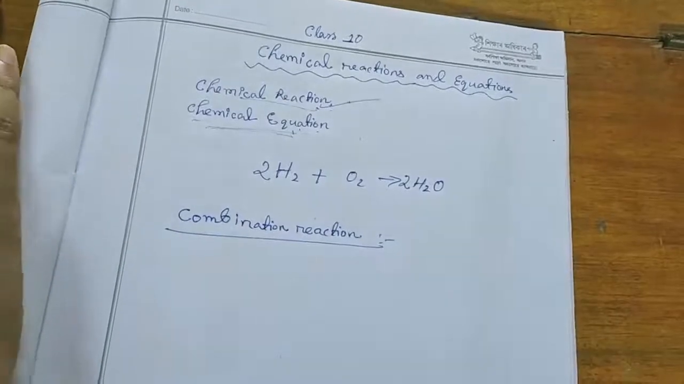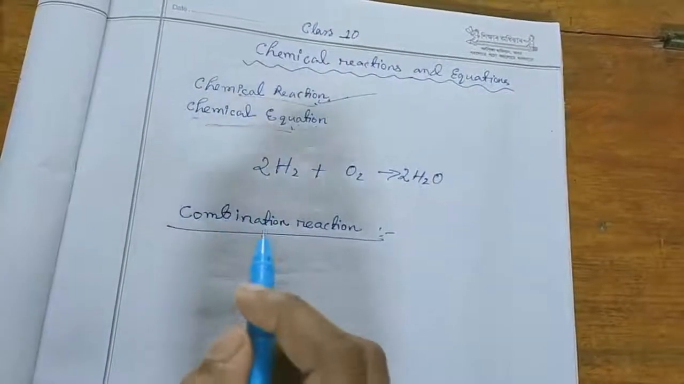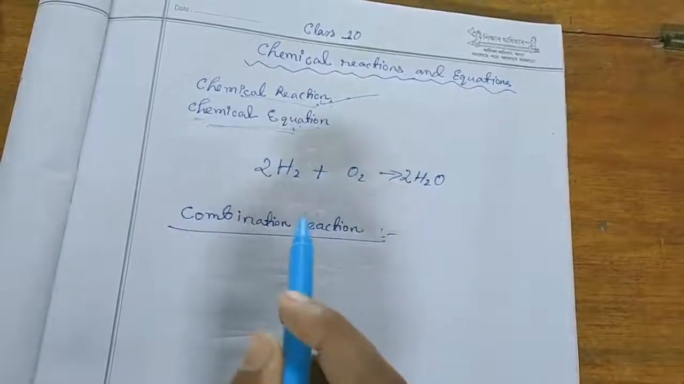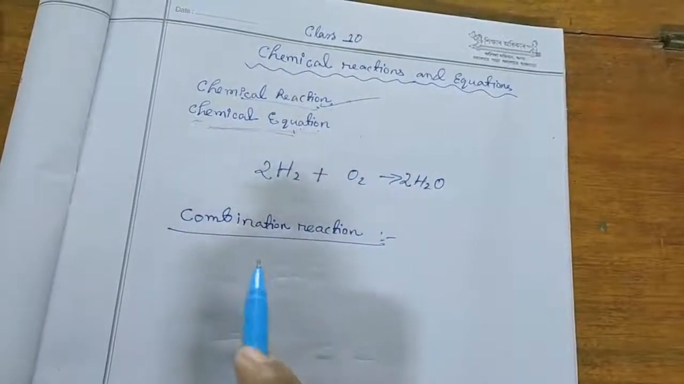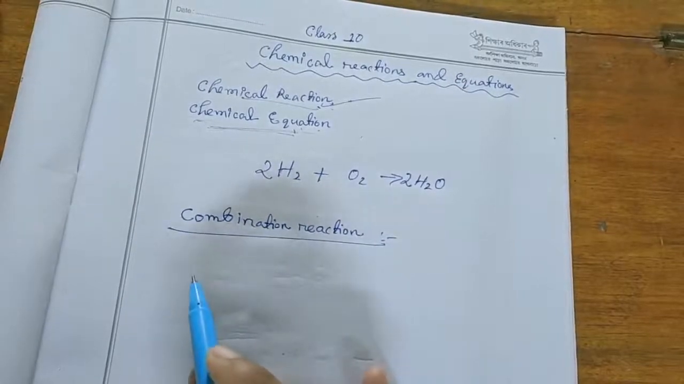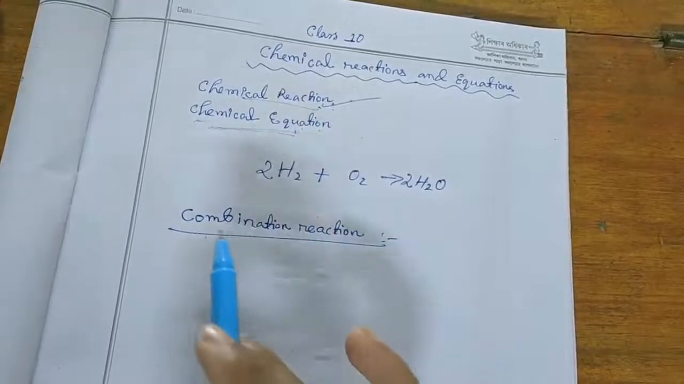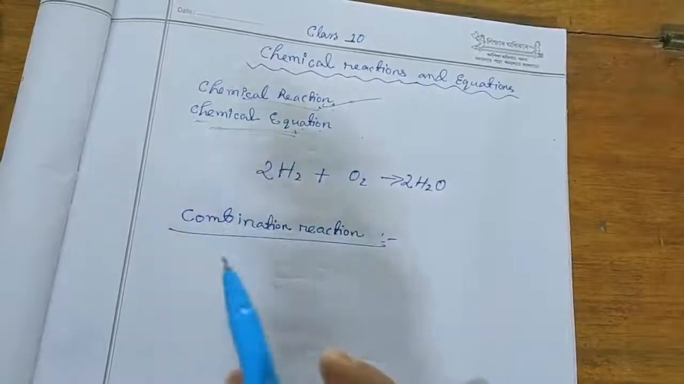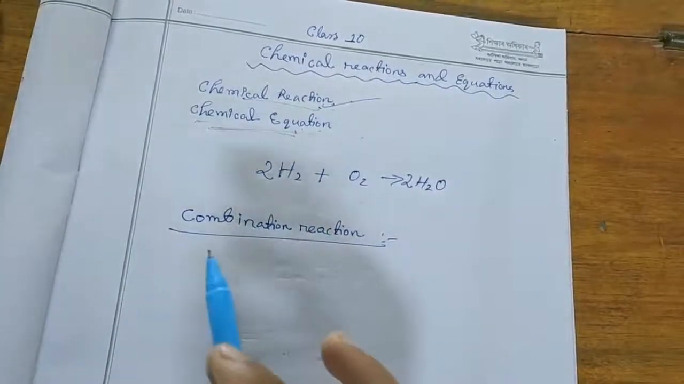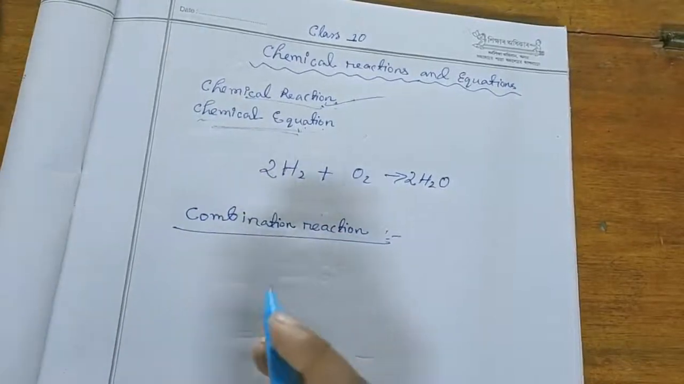Then let's learn about different types of chemical reactions. The first type is combination reaction. A combination reaction is the reaction in which two or more substances combine to form a new single substance.